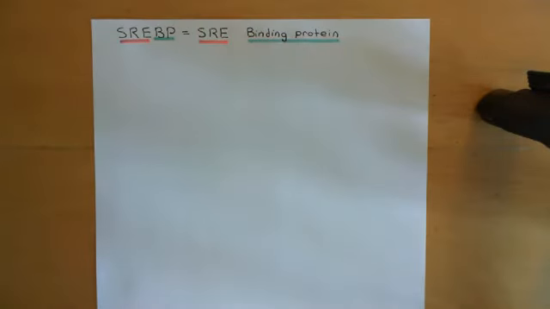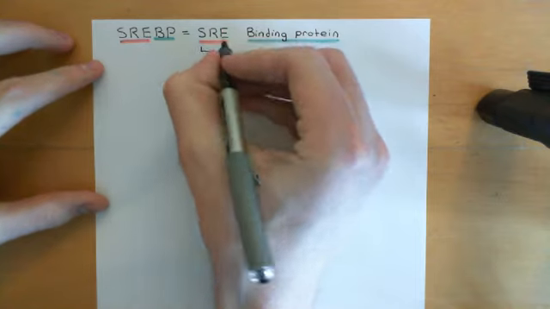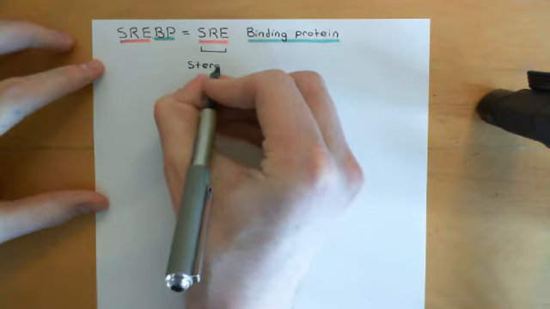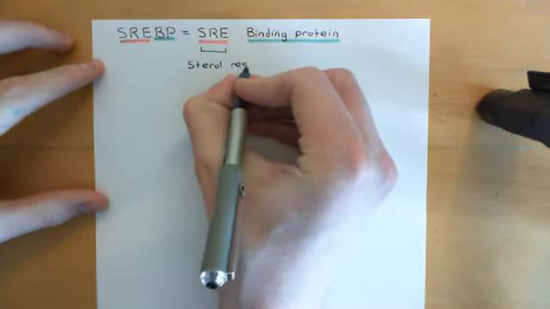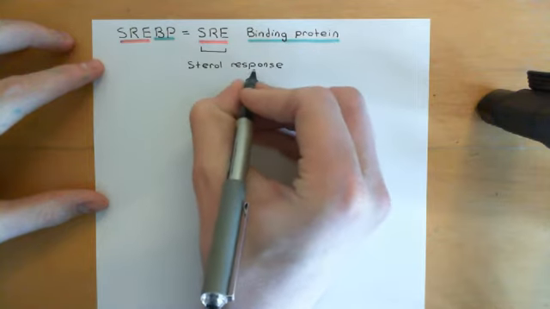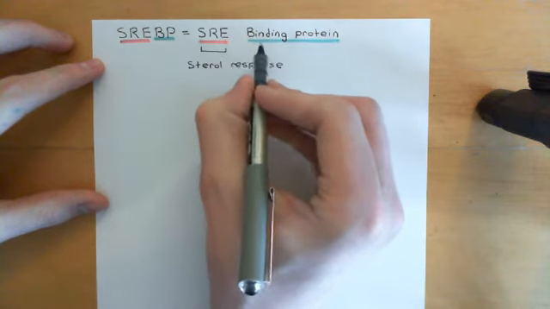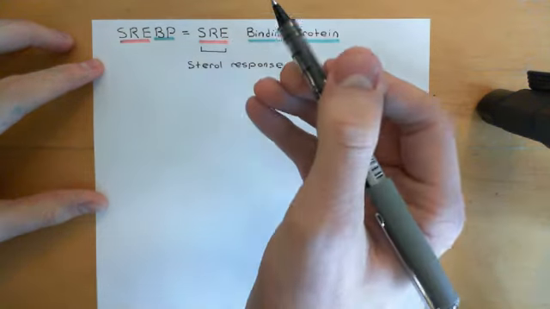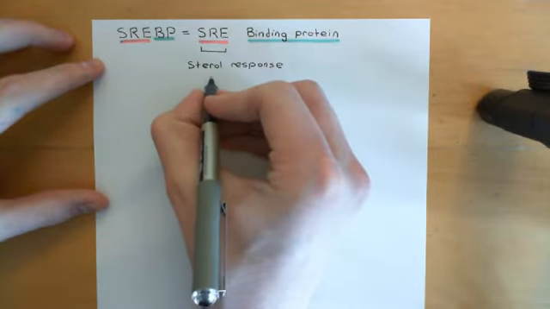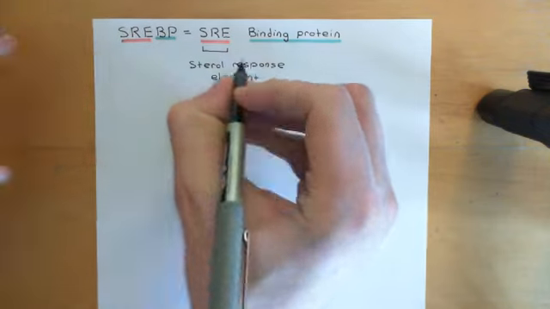Now what we want to ask then is, what does SRE stand for? Well, SRE stands for the sterol response element, which is a certain sequence of organic bases in DNA, basically, which a certain portion of these SRE binding proteins is capable of binding to and acting as a transcription factor. So sterol response element is what SRE stands for.